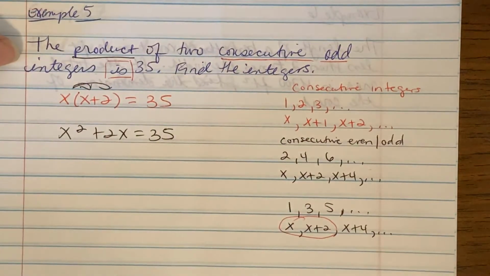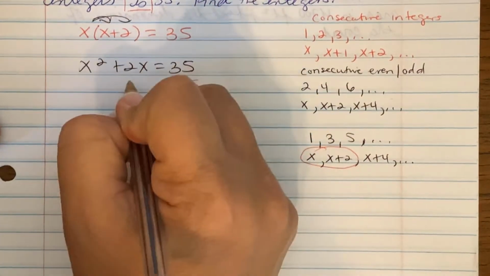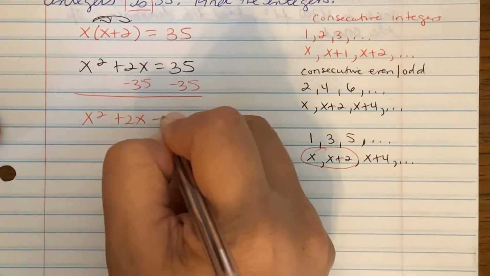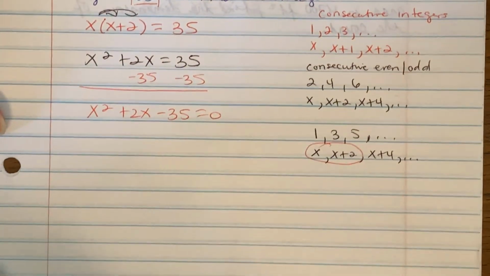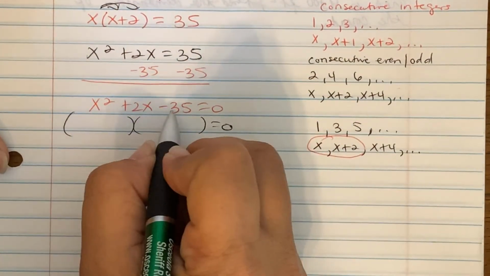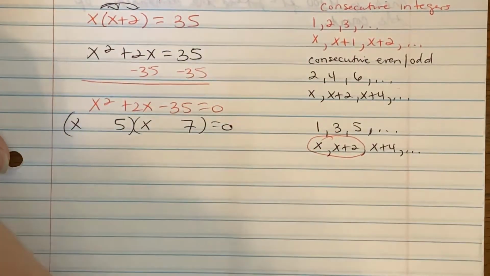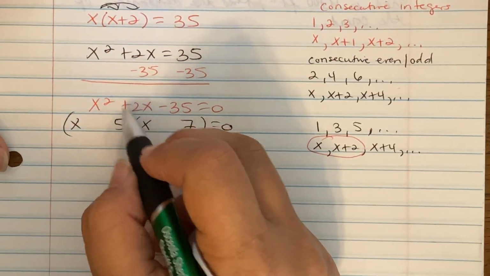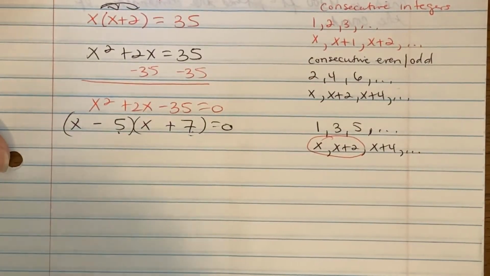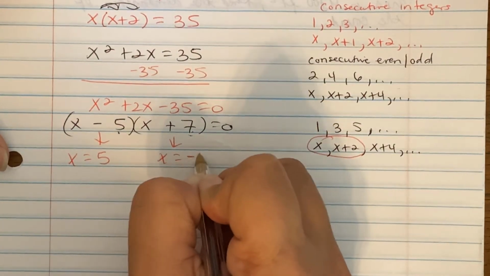And then we're applying solving for the product 0 rule. Subtract the 35 over. So we have x squared plus 2x minus 35 equaling 0. And then we're going to factor. 2 numbers that multiply to be 35. Well, that's 5 and 7. Now they have to add to be positive 2. In order to get 2 out of these two numbers, the 7 had to be positive, the 5 had to be negative. So we have x equals 5, x equals negative 7.